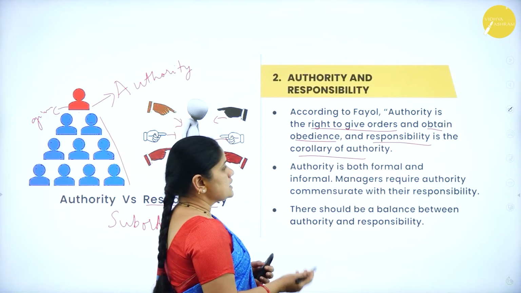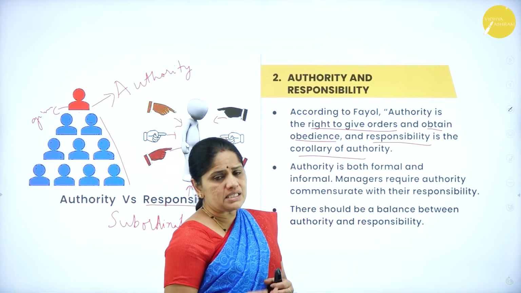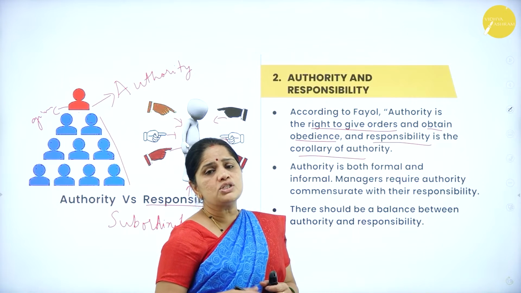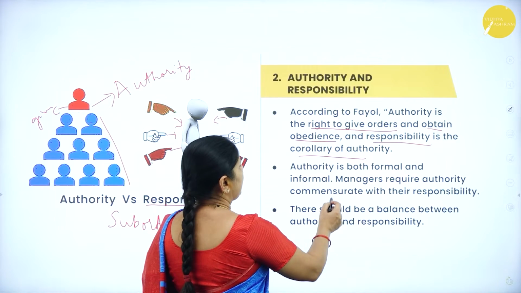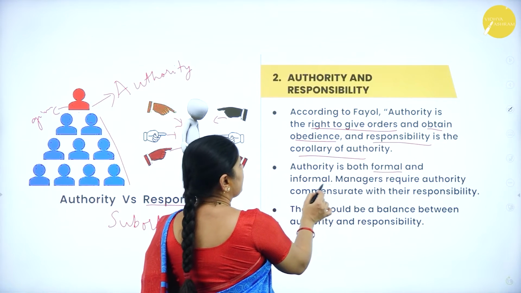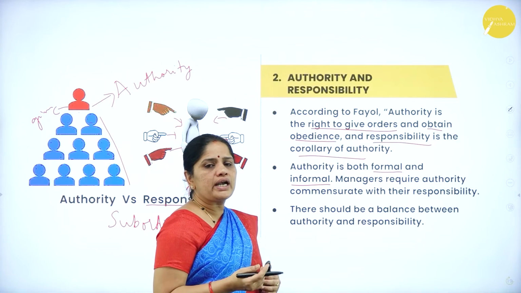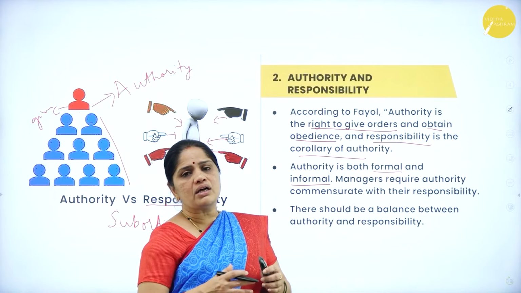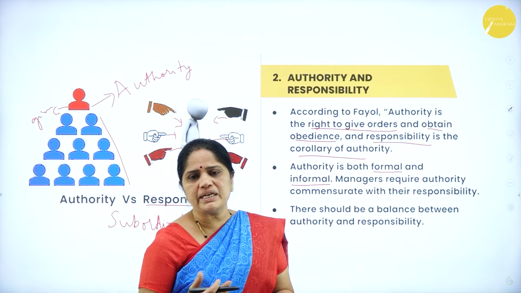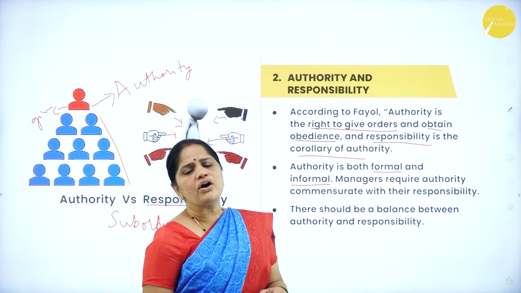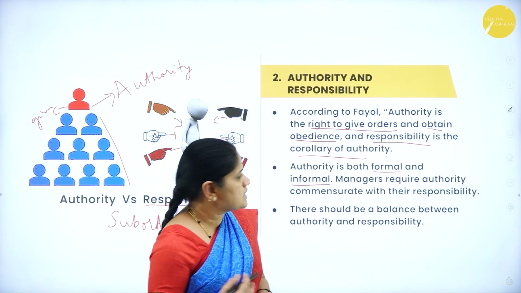Then authority is both formal and informal. So a person who is in authority, or the superior, whoever we call, who is in the superior position, will have both formal and informal authority. So what is formal authority? Formal authority is he will be giving orders on the basis of his position. So if he is a general manager, he will be giving his instructions. Then informal means, informally also he can give instructions to his subordinates.